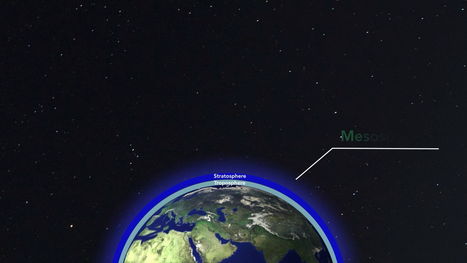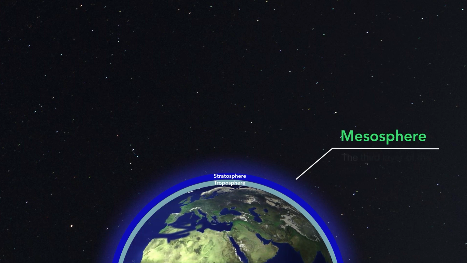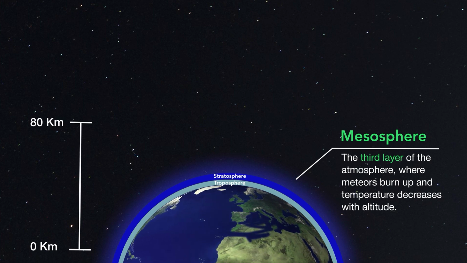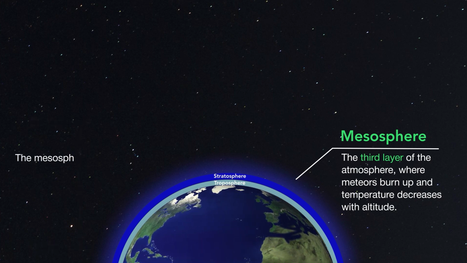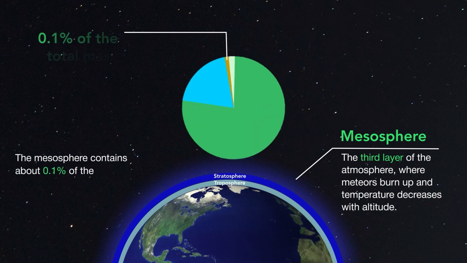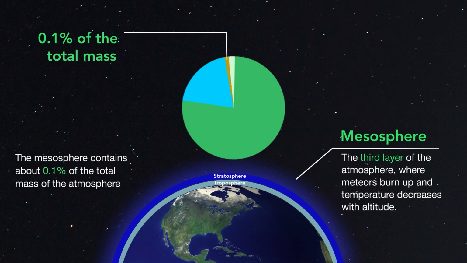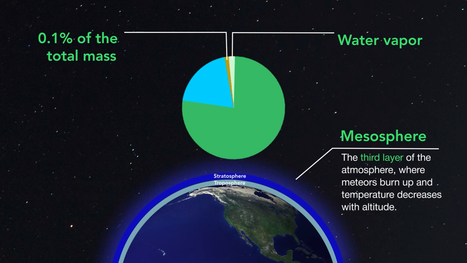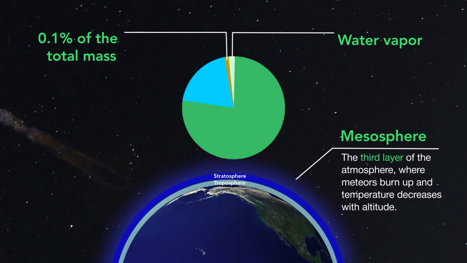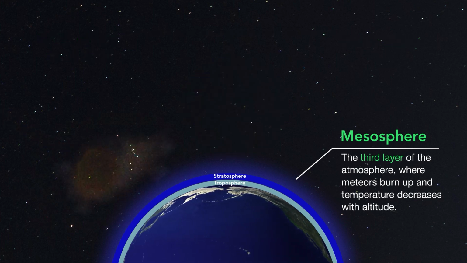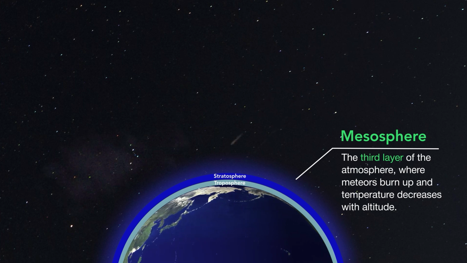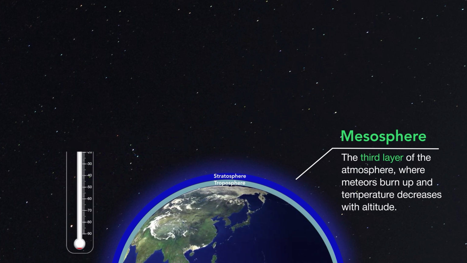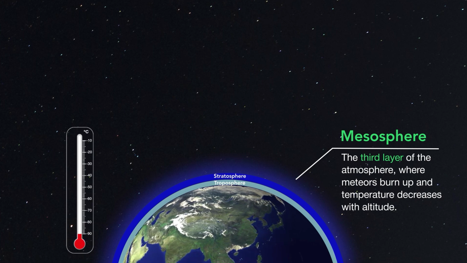The mesosphere is the third layer of the atmosphere, extending from the top of the stratosphere to an average height of about 80 kilometers. The mesosphere contains about 0.1% of the total mass of the atmosphere and very little water vapor. The mesosphere is where meteors burn up as they enter the Earth's atmosphere, creating shooting stars. The temperature in the mesosphere decreases with altitude, reaching an average of -90 degrees Celsius at the top of the layer.